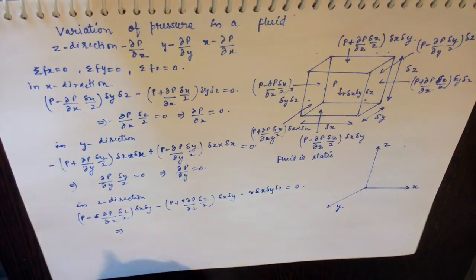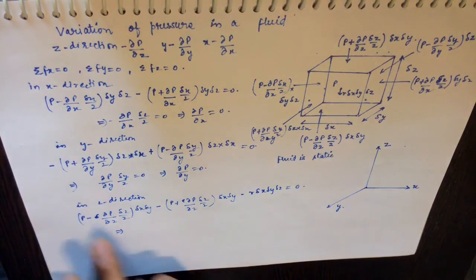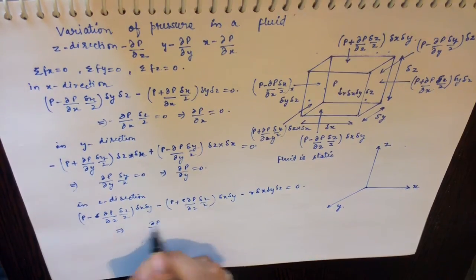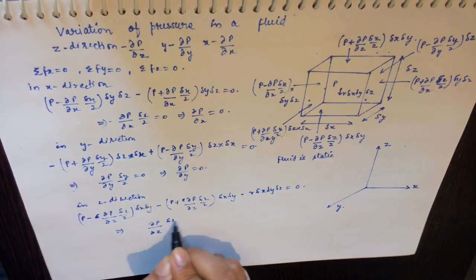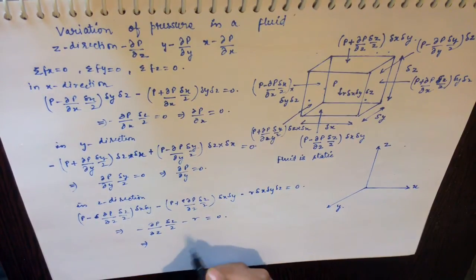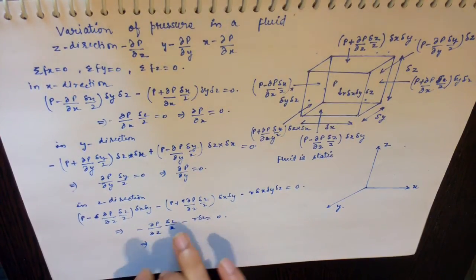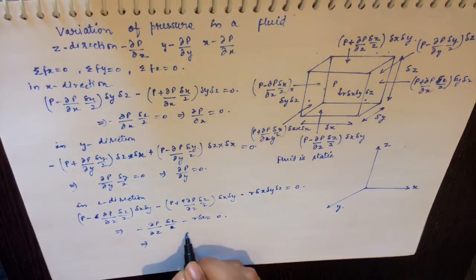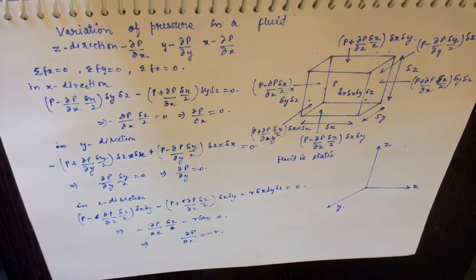If we solve this further, this p and this p will cancel out, and delta x delta y will be common, and this will become 0. So we are left with del p upon del z times delta z by 2, minus gamma, equals 0. Sorry, here it will be delta z and delta z also. So delta z will be common, and we are left with delta p by delta z equals minus gamma.